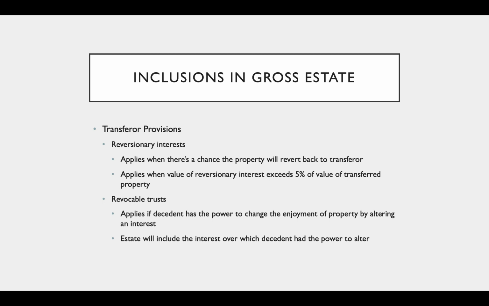Reversionary interest might also be included in the decedent's estate at death. This is going to apply when there's a chance the property will revert back to the transferor, and it applies when the value of the reversionary interest exceeds 5% of the value of the transferred property. And an actuary will value this. If we have revocable trusts, they're going to be included in the decedent's estate if the decedent has the power to change the enjoyment of the property by altering an interest. And if so, the estate will include the interest over which the decedent had the power to alter.